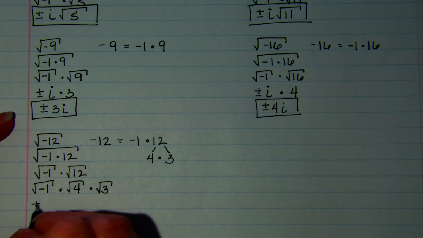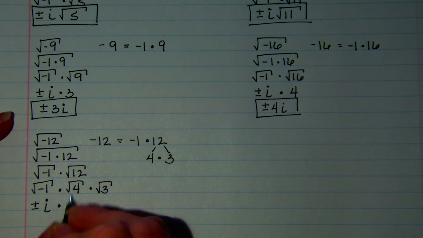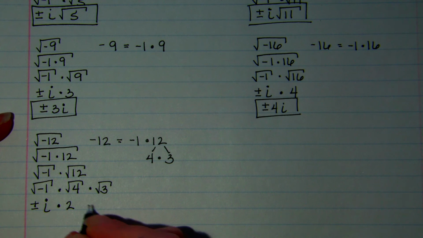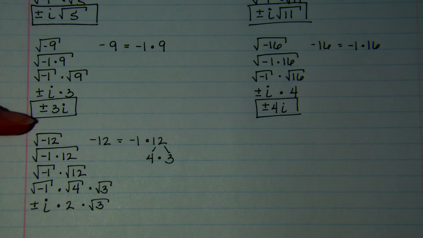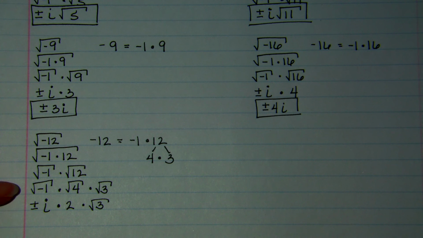This is plus or minus i times the square root of 4, which is 2. And then I don't know the square root of 3, so I leave it, times root 3. Now, up here we wrote it as number i, and that's the way we're going to start this. It goes number i and then root.